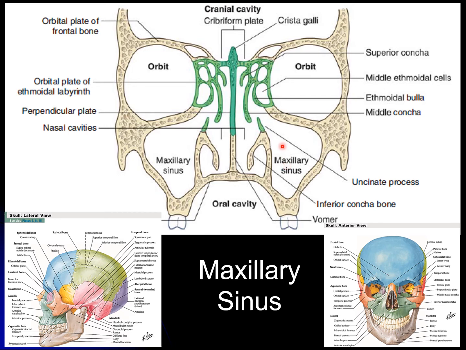This is the maxillary sinus. Over here it is showing the frontal sinus, and here we can see these are the ethmoidal cells. This is the middle ethmoidal cells.